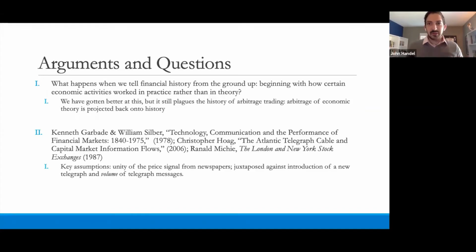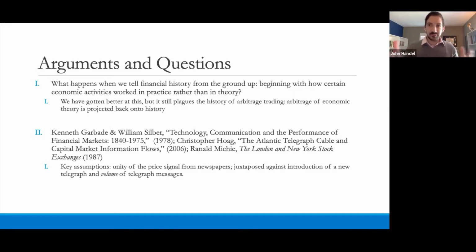So there's a sampling of historiography that does this, but I think my issue with some of these approaches is that they work in very abstract terms. So they'll look at some event study like the introduction of the transatlantic telegraph, and they'll measure the effectiveness of arbitrage by looking at the closing price signals of a particular security. And they'll juxtapose that against the new volume of telegraph messages that's traded.